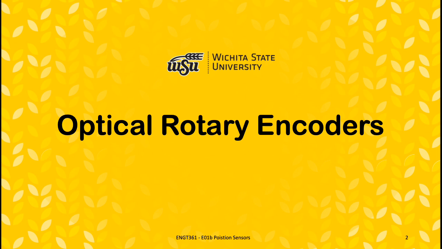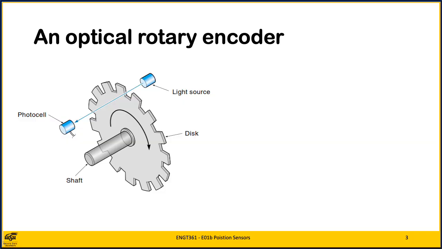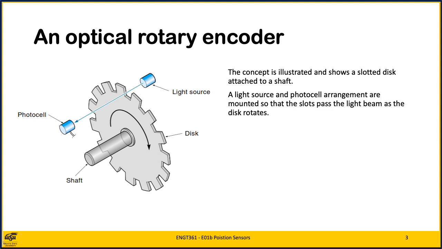We now look at optical rotary encoders. An optical rotary encoder produces angular position data directly in digital form, eliminating any need for the ADC converter. The concept is illustrated and shows a slotted dark disk attached to a shaft. A light source and the photocell arrangement are mounted so that the slots pass the light beam as the disk rotates. The angle of the shaft is deduced from the output of the photocell.